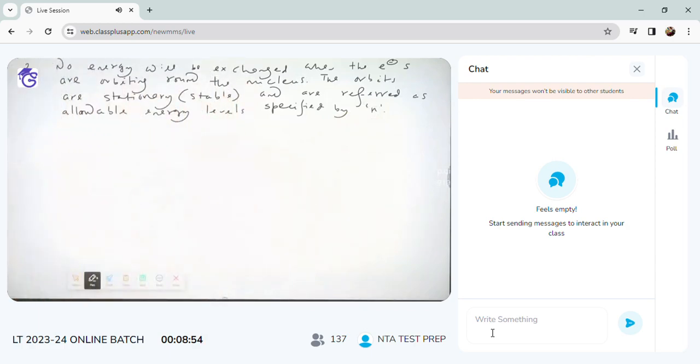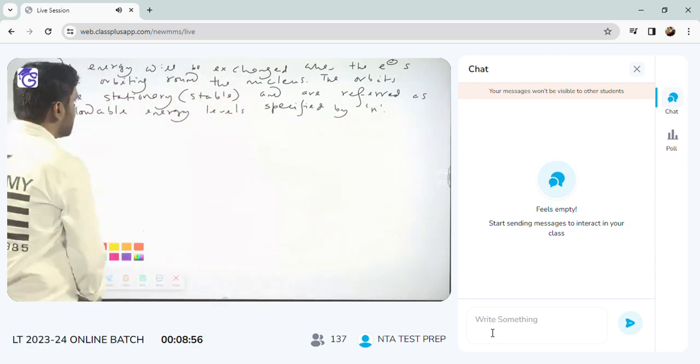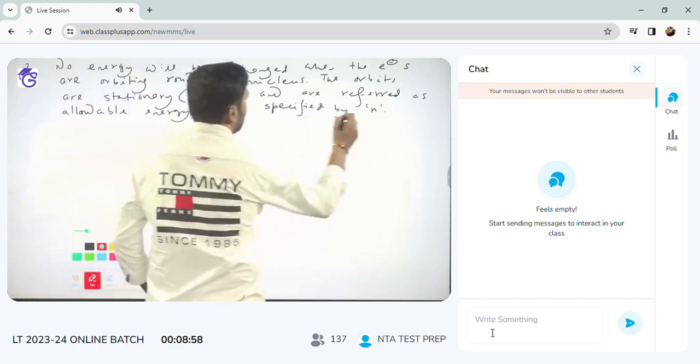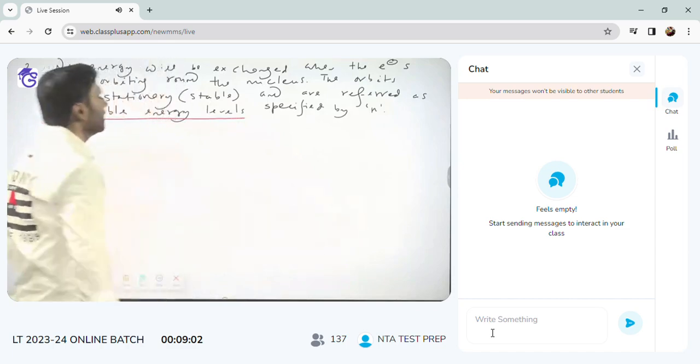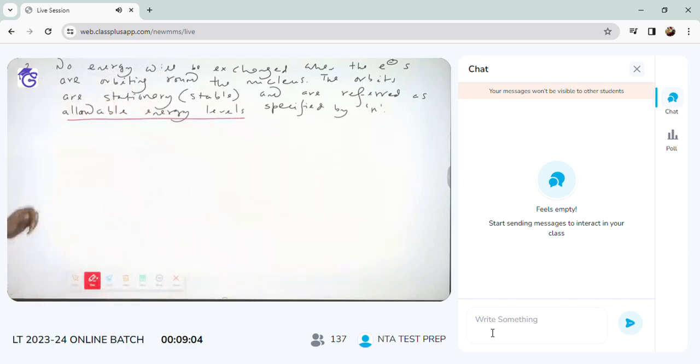And what is the alternative definition? Alternative name of the orbit: they are also referred as allowable energy levels. Many often, in questions, you will see they are not using the term orbits. They are referring to the term as energy levels. So the moment they call energy levels, you should know that they are referring to orbits. Okay? Fine. Correct?